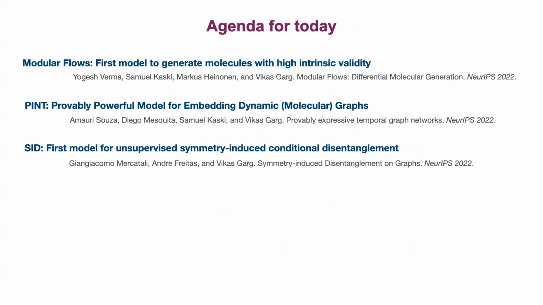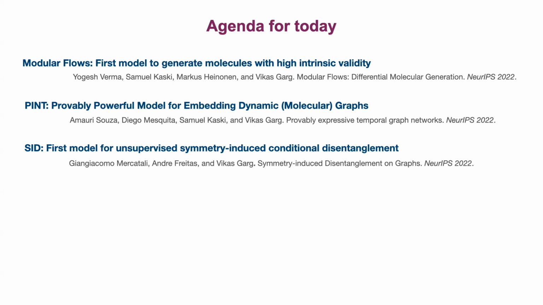So to be specific, here is the agenda for today. First of all, I'll talk about modular flows. As I said, this is our attempt to generate molecules with high intrinsic validity. So we will not be relying on any external checks or post-hoc correction measures. Then I will show how these flows can be viewed as, in some ways, a continuous version of temporal graph networks, a specific variant of temporal graph networks.